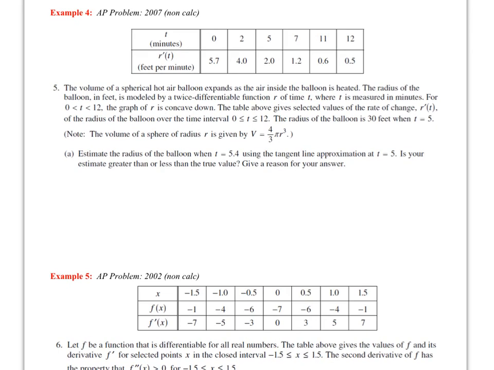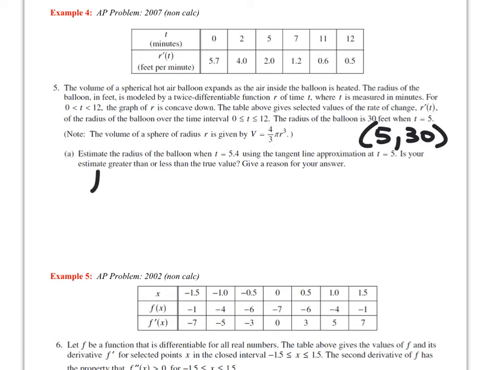Okay, so here we've got another AP problem, non-calculator. The volume of a spherical hot air balloon expands as the air inside the balloon is heated. The radius of the balloon in feet is modeled by a twice differentiable function r of time t, where t is measured in minutes. For the time between 0 and 12, the graph of r is concave down. The table above gives selected values of the rate of change of the radius of the balloon over the time 0 to 12. The radius of the balloon is 30 feet when t equals 5. That is my first piece of important information. Okay, I've got a point. Estimate the radius of the balloon when t equals 5.4.